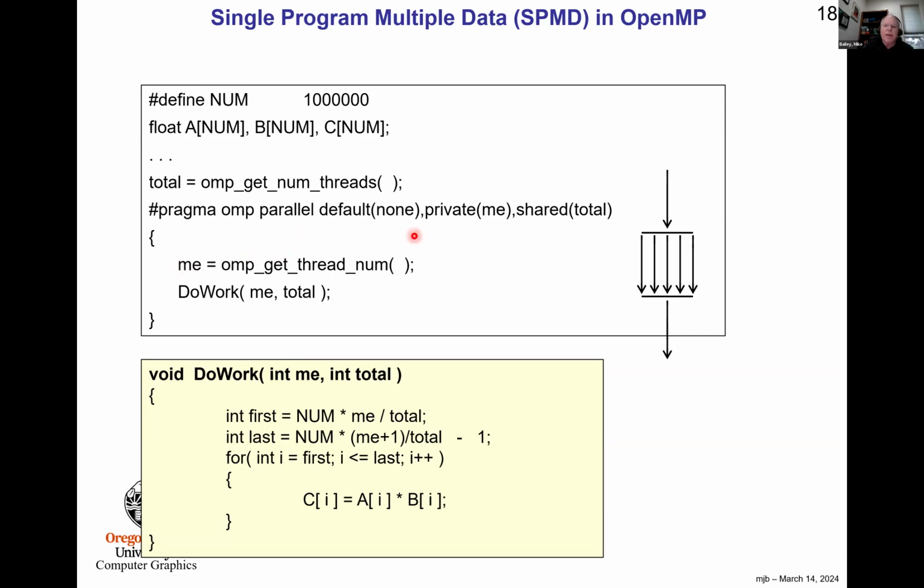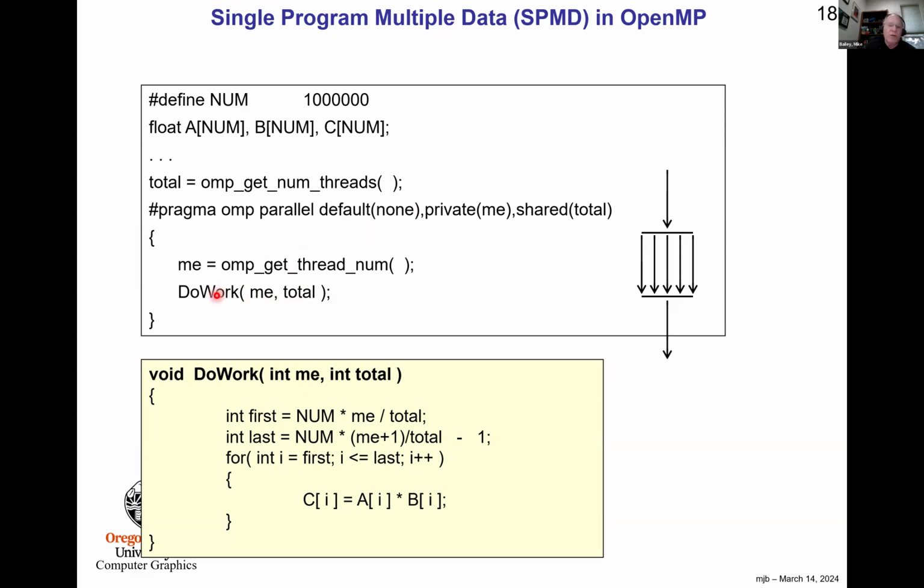We ask here, and this is a private variable, we ask it, which thread am I? We ask it, how many total threads are there? And then we say, okay, do the work. This is known as single program, multiple data. Essentially, it's roll your own for loop.